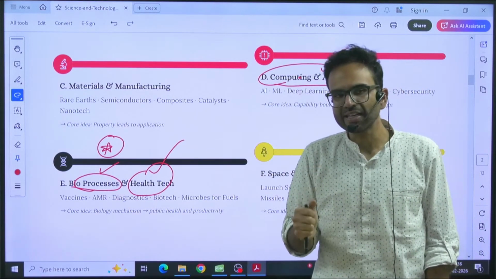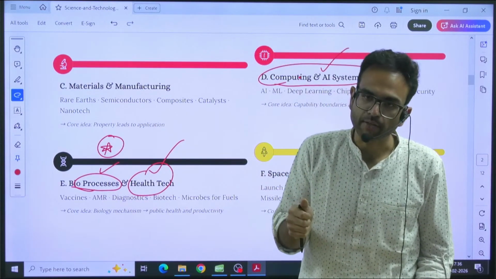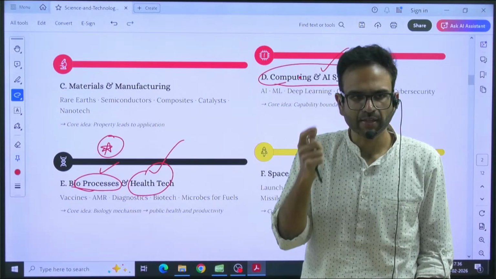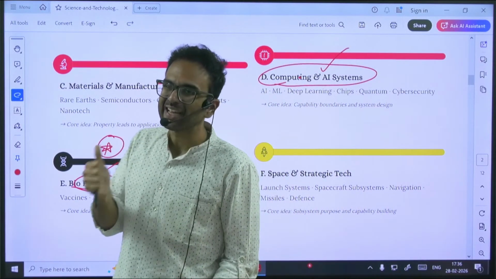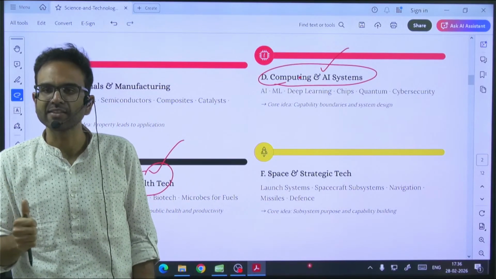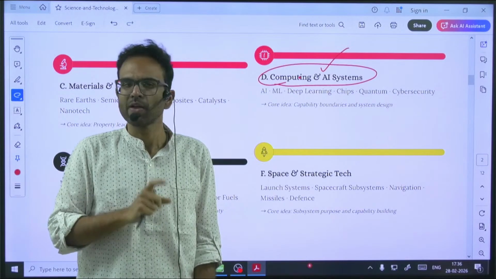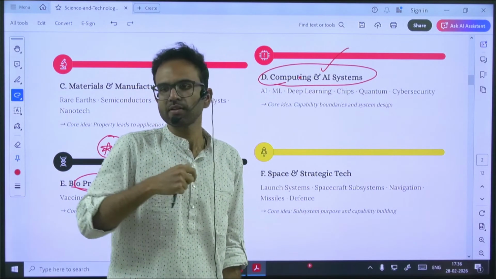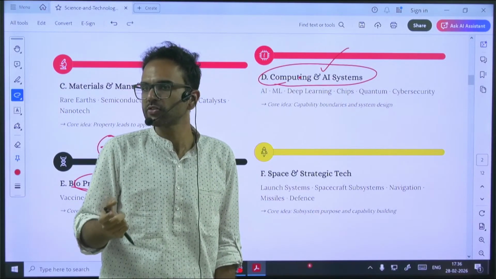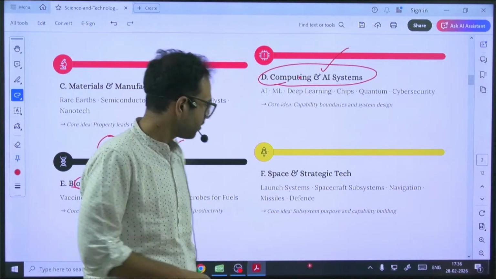I can understand if it's history. I can understand if it is polity. You might make some errors based on memory. An error in science and tech is unacceptable, especially when it's very predictable. If it is coming from a core NCERT level kind of a question, I will still excuse you. But if it is not the case, error in this area is unacceptable.